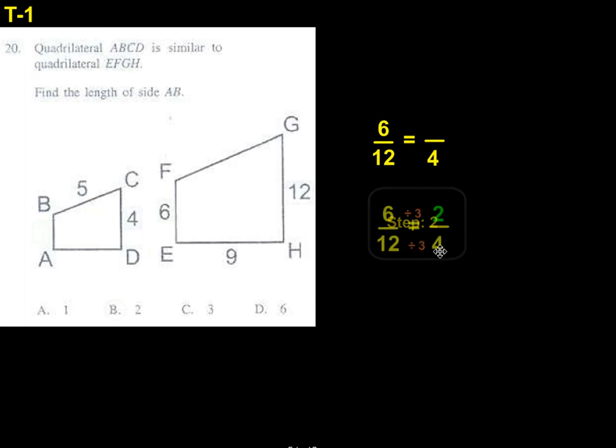To go from 12 to 4, I had to divide by 3. To go from 6 to 2, I also have to divide by 3. And so 2 is going to be the missing answer.